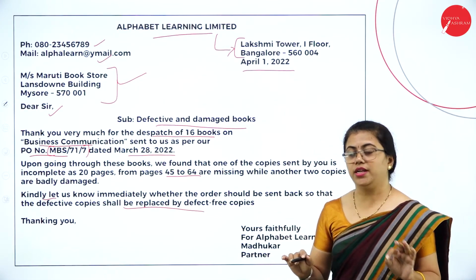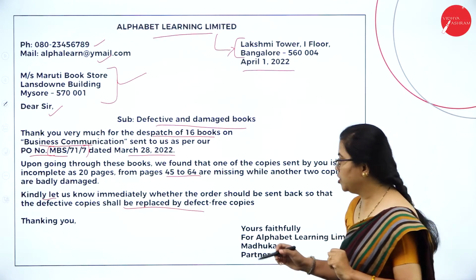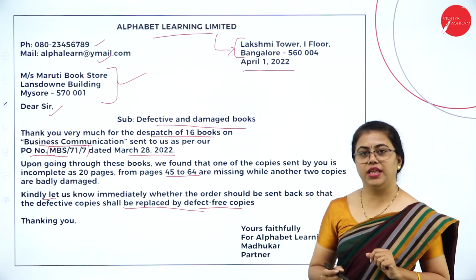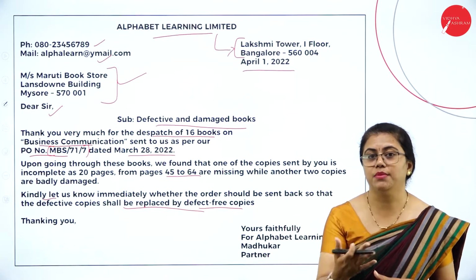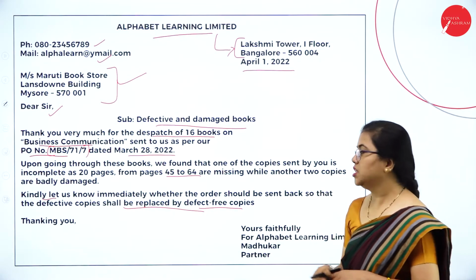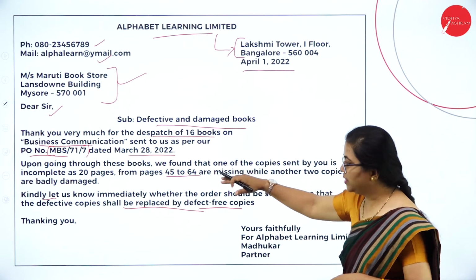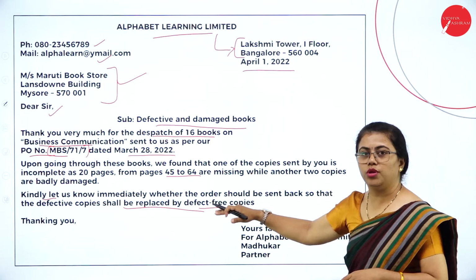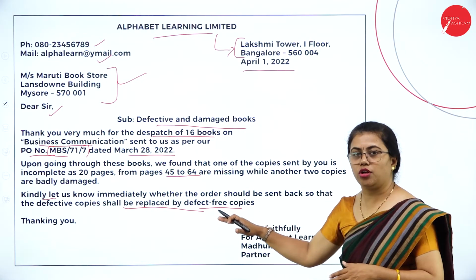So I want this to be replaced. I want a replacement of the defective books. We want defect free copies. Okay. So that is what I want. That is what I am requesting you to do. Okay. So now it is very clear what is the mistake, which order I am talking about, and what I want you to do, what I am expecting you to do. Okay. So this is the chronology.